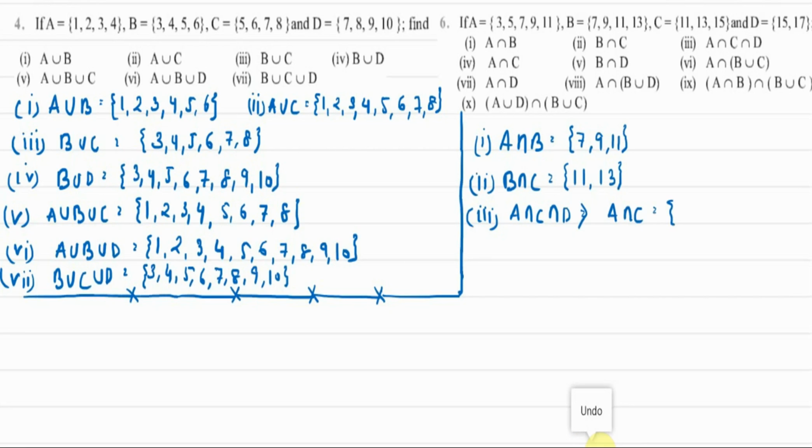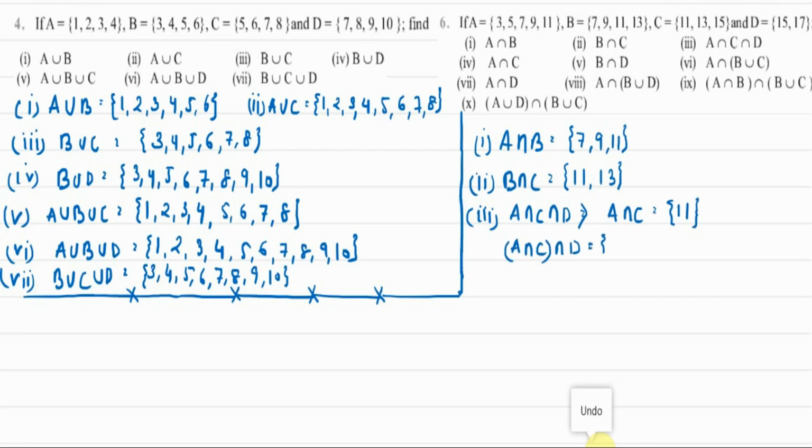So A has elements 3, 5, 7, 9, 11 and C has 11, 13, 15. So the common element is only 11. So A intersection C becomes {11}. Now we can find out this intersection with D. A intersection C, and now we are writing down intersection D.